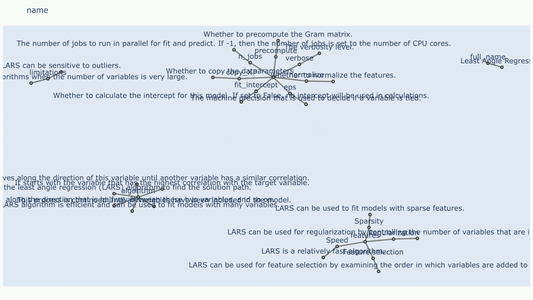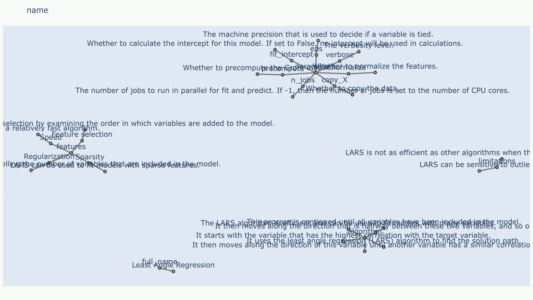n_jobs: the number of jobs to run in parallel for fit and predict. If -1, then the number of jobs is set to the number of CPU cores. This allows for parallelization to speed up the fitting and prediction process. copy_X: whether to copy the data. This allows for choosing whether to modify the input data or work on a copy to avoid unintended side effects. Verbose: the verbosity level. This controls the amount of information displayed during the fitting process.